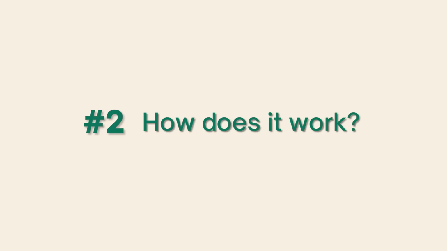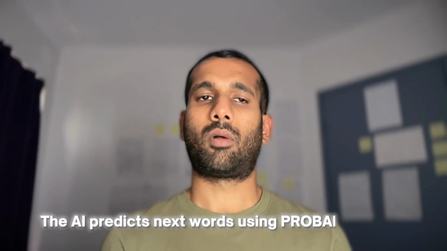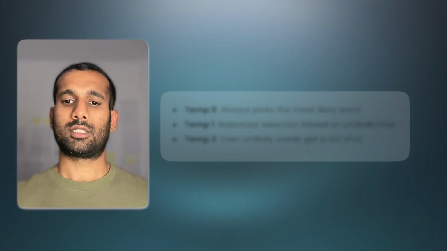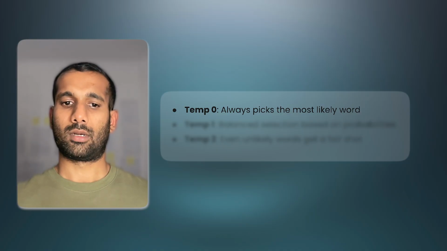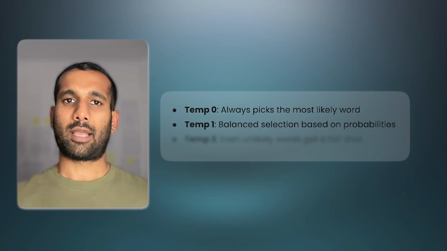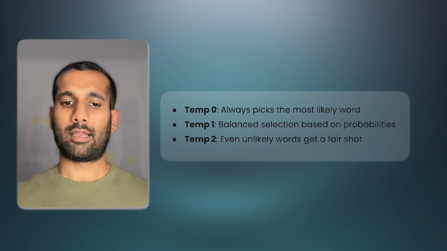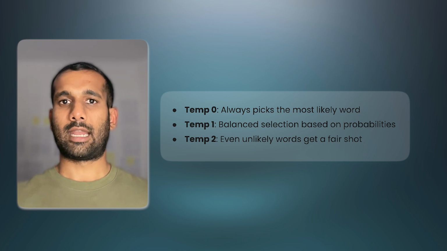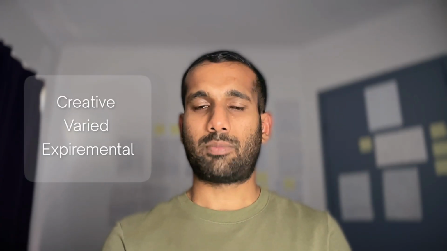So, how does it work? The AI predicts the next words using probabilities, right? Temperature adjusts how it chooses. A low temperature will always pick the most likely word. A temperature of 1, or sometimes 0.7 onwards, makes more balanced selections, and higher temperatures, from 1 and above up to 2, give even unlikely words a fair shot. This is how it leverages the creative, varied, or experimental nature of higher temperatures when you want creative results.